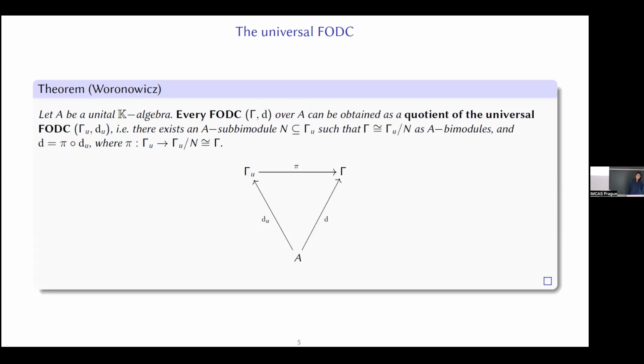And there's this theorem by Woronowicz, which tells you that any first-order differential calculus on a k-algebra A can be obtained as the quotient of the universal one. So there is a surjective map π such that Γ is isomorphic to Γ_u modulo N for some A-sub-bimodule N of the kernel of the multiplication. This is as A-bimodules, and moreover, you can obtain the arbitrary differential d as the composition of π with the universal first-order differential calculus differential.